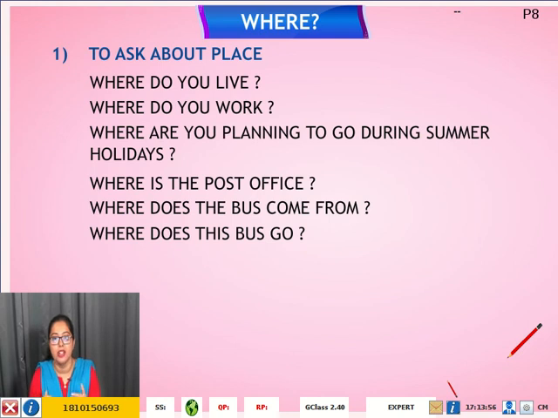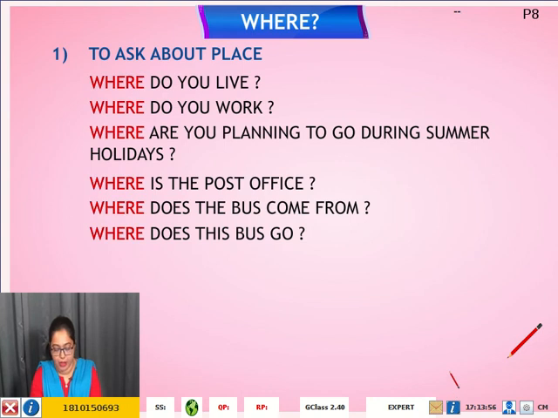That means the answer here should come as a location. Let's say, for example, where do you live? I live in so and so place. The answer will be addressing the location or a particular place.